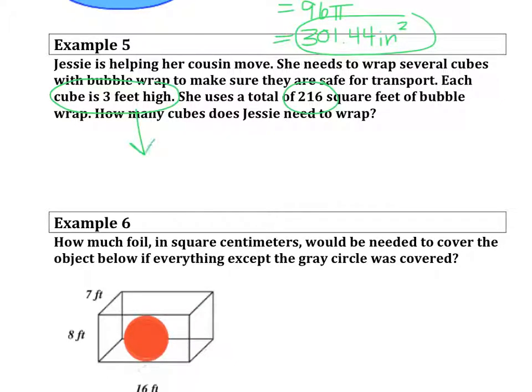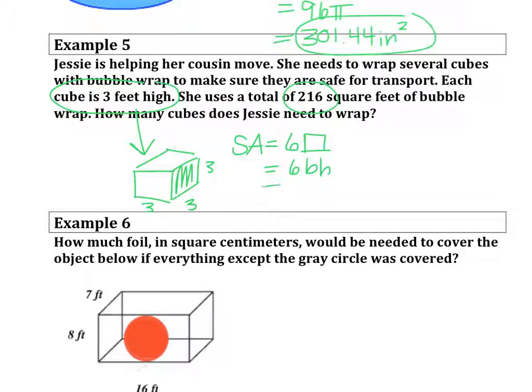So first of all, a cube is the same on all sides. I'm going to draw a little picture. You do not need to. My picture's not even great. It's 3 by 3 by 3. So my surface area is 6 of those. There are 6 3 by 3s, right? Because they're all the same. So it's 6 rectangles, 6 base times height, or 6 3 by 3s. So we have 6 times 3 times 3, 54.